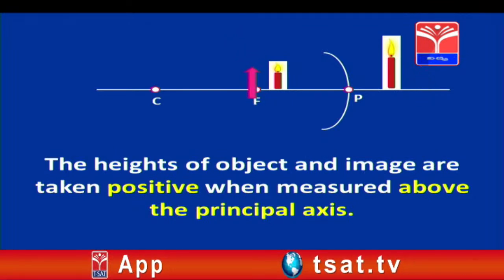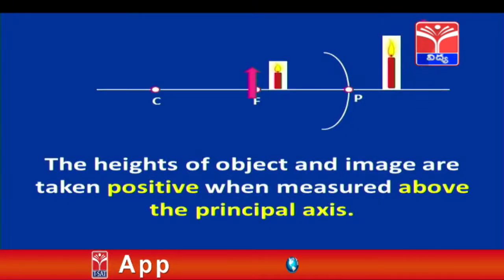A virtual image is also erect. It is upright, okay children? Just like the object, it is upright. It may vary in size. The measurement is taken in the upward direction of the principal axis. It is measured above the principal axis. Therefore, the height of the virtual image is taken as positive.